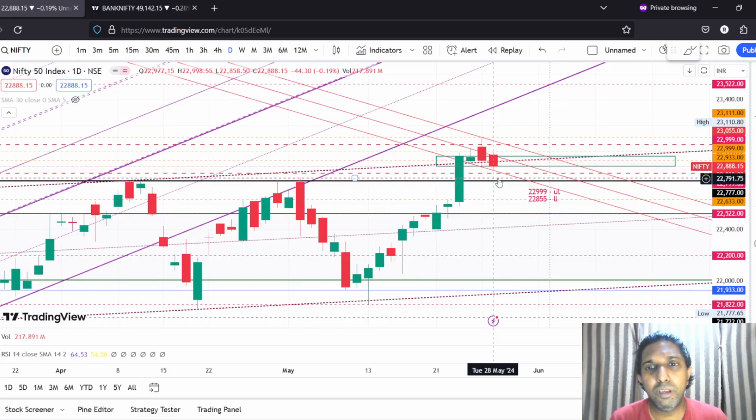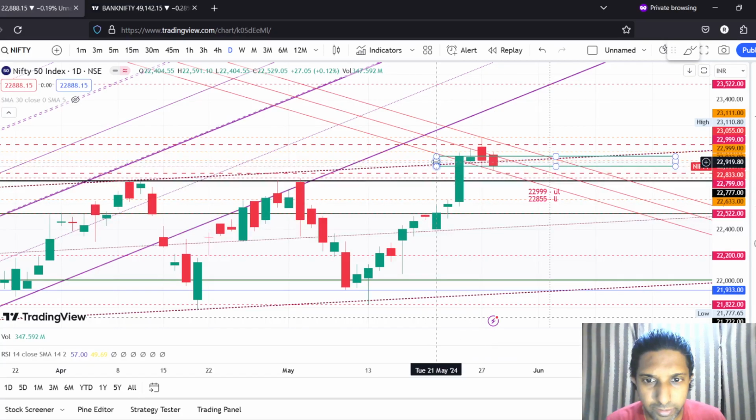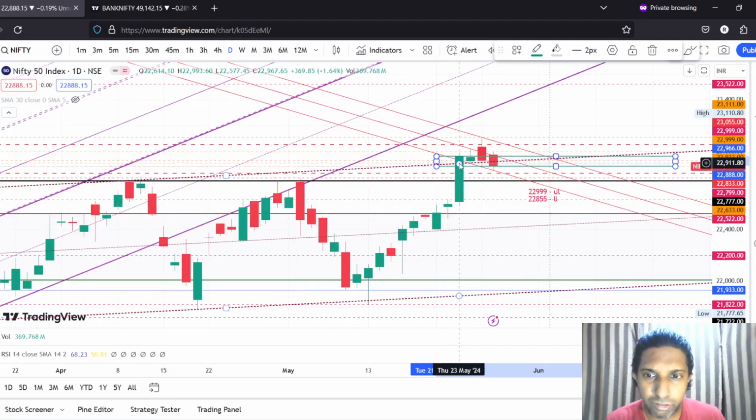Another reason why I'm looking at a movement close to the current levels or higher is because of this rectangle, right? If you see the close, 22,888 to 22,966, for the last 4 days, just looking at the close, okay? The last 4 days the close has been within this range of 22,888 to 22,966, which is not more than 80 points. So for the past 4 trading sessions, the close has been within these 80 points, right?